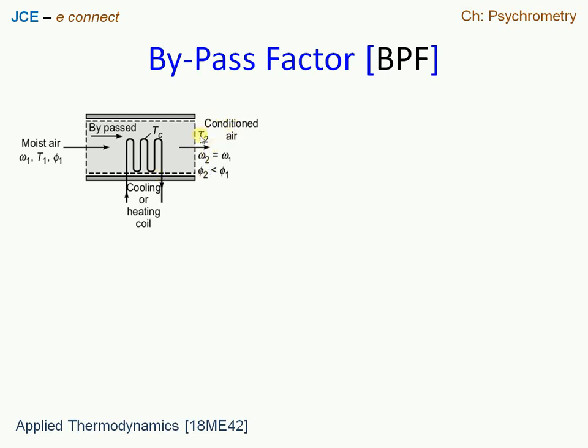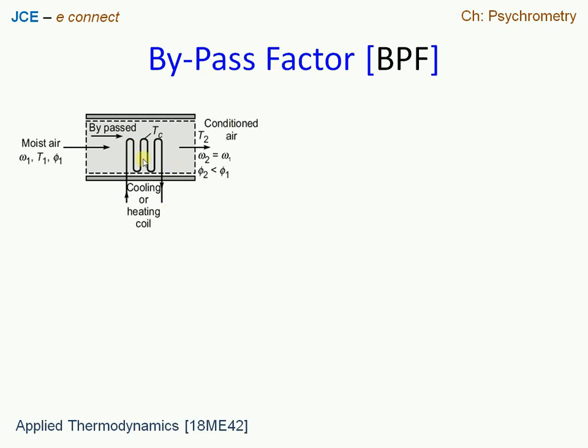On the outlet of this air conditioning unit we have the temperature of the moist air as T2, that is the exit temperature, and we see that the relative humidity is comparatively less at the outlet as compared to the inlet. And here we are seeing that there is no variation in the specific humidity. That means moisture is not increasing or decreasing as a result of either heating or cooling. So that's our assumption. So let us now look at what the bypass factor is.